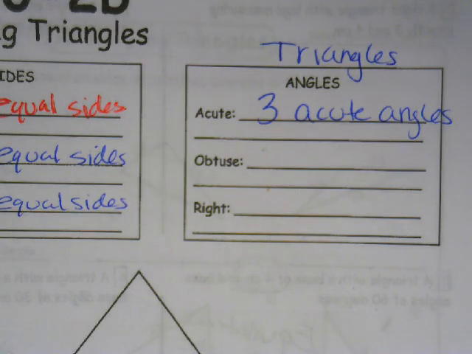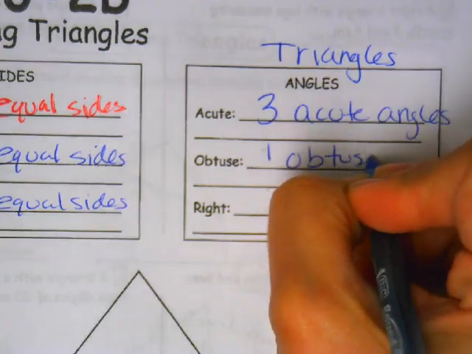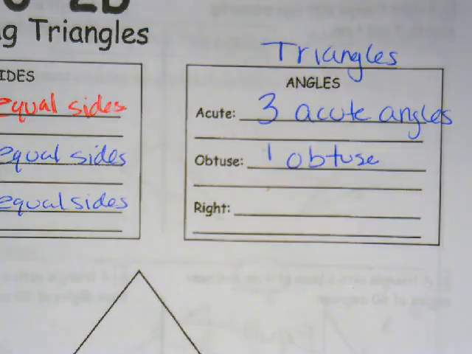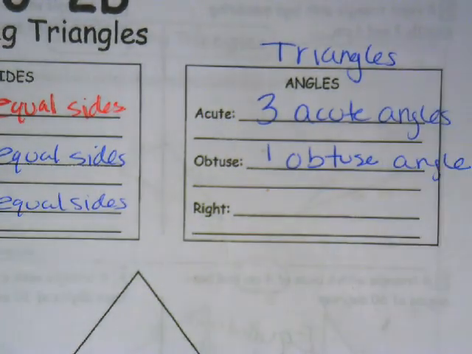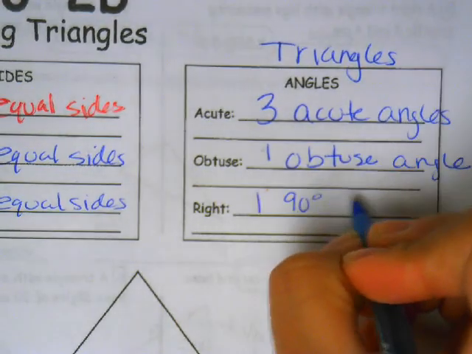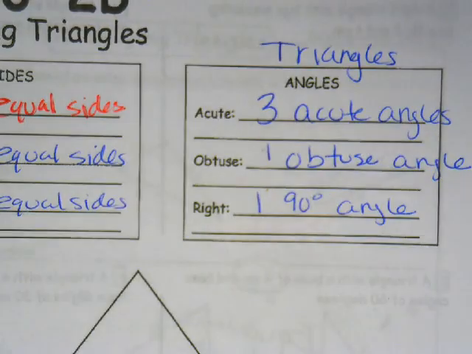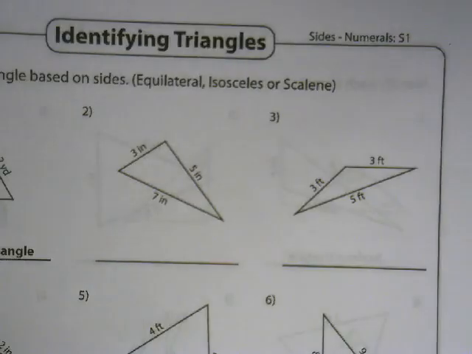Obtuse. One obtuse angle. The key word is one. They might get you when they say 2 obtuse. 1 obtuse angle. Right? Has one 90 degree angle. Okay, are we okay with all that? We're good? Okay. Moving on.